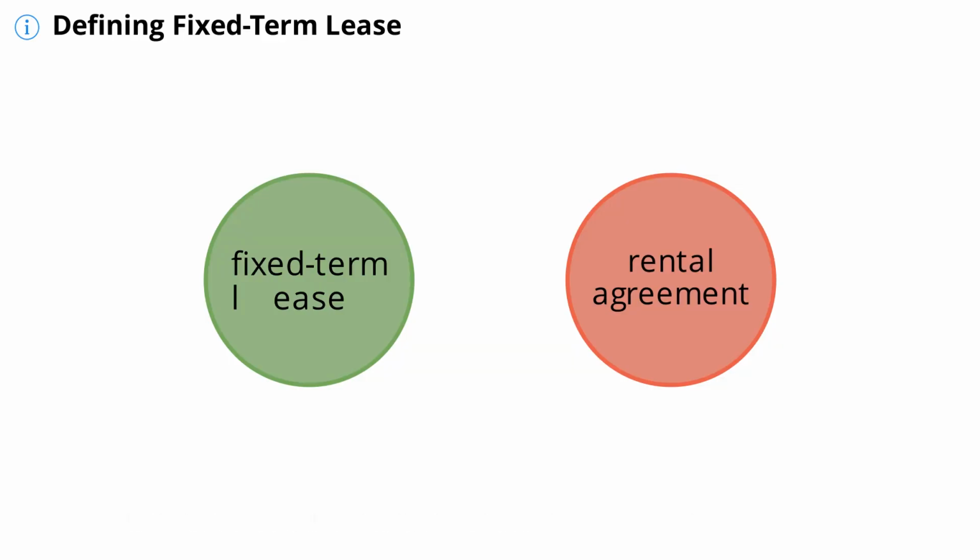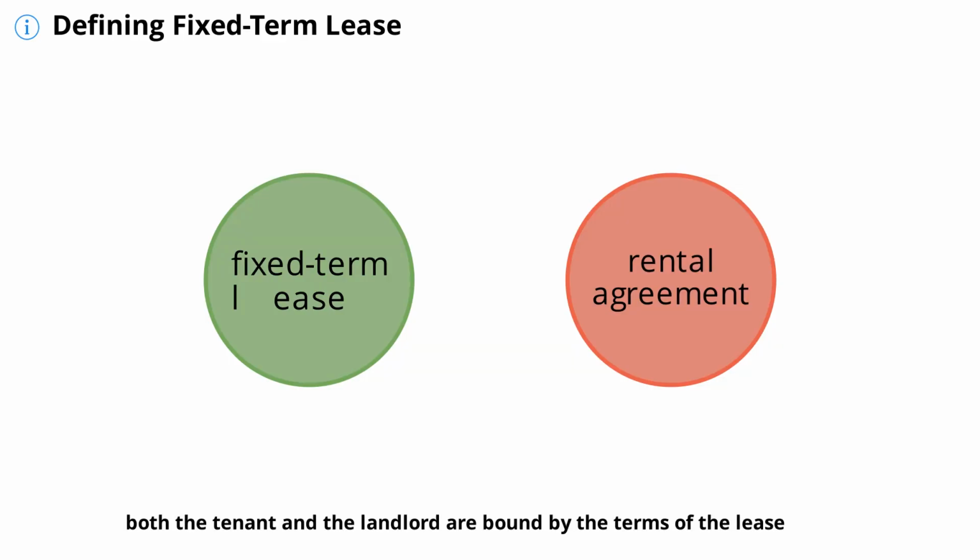During this time, both the tenant and the landlord are bound by the terms of the lease. This means neither party can change the agreement or end it early without facing potential penalties. Fixed-term leases provide stability and predictability for both sides, making them a popular choice in the rental market.